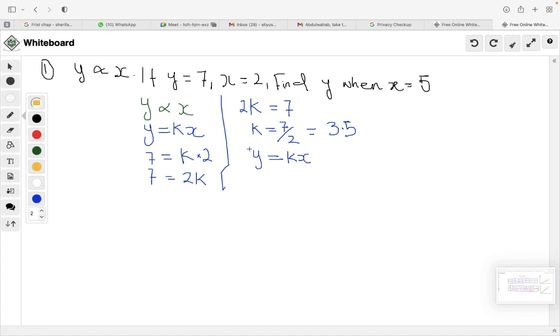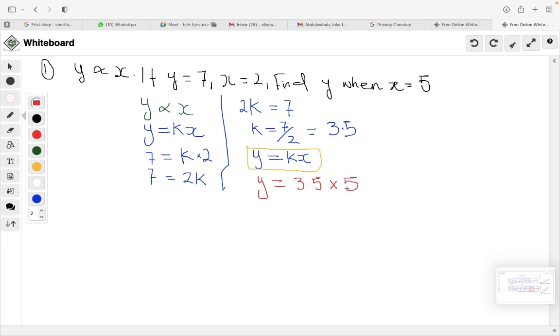So what you do here is to substitute. Now you know the value of k, you've calculated the value of k. So how do you do this? Find the value of y when x is 5. So I write y equal to, we found the value of k, remember that, 3.5, or 7 over 2, it's up to you. So 3.5, which is the value of k, multiplied by the value of x. They give you x when x is 5. So you put 5 here.